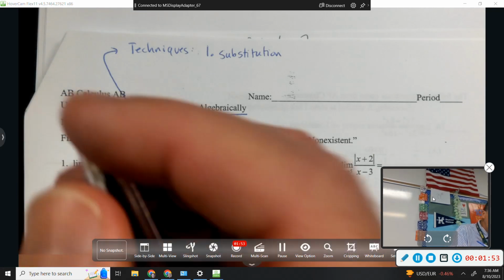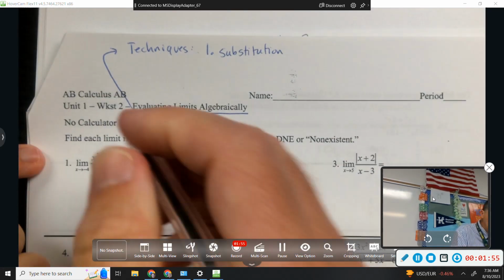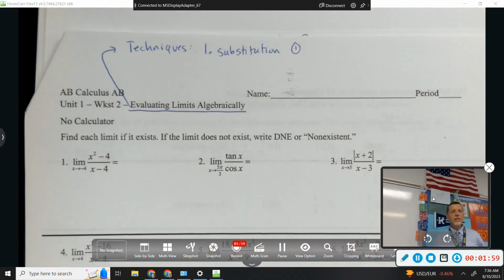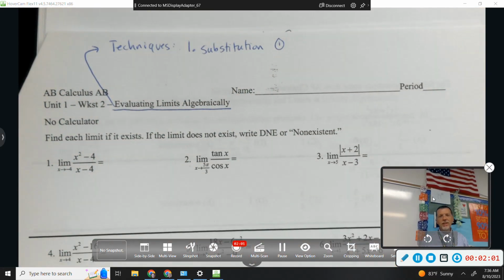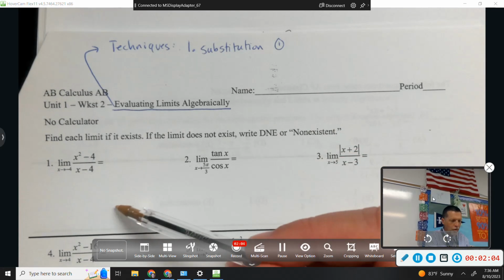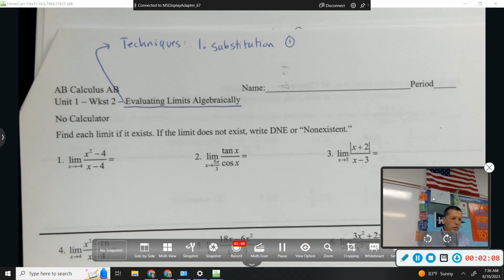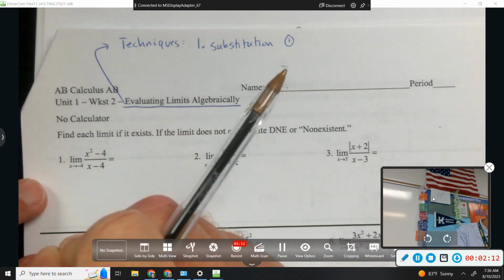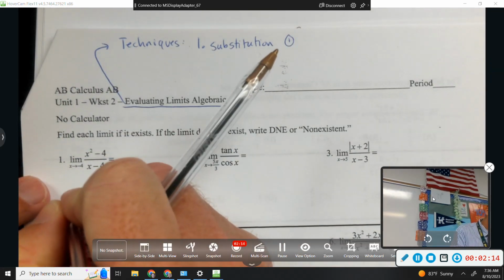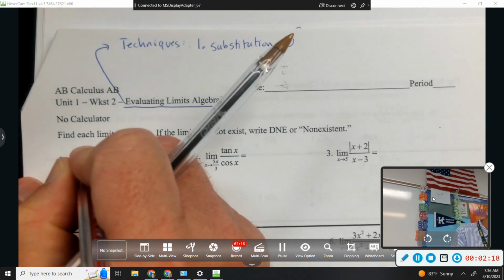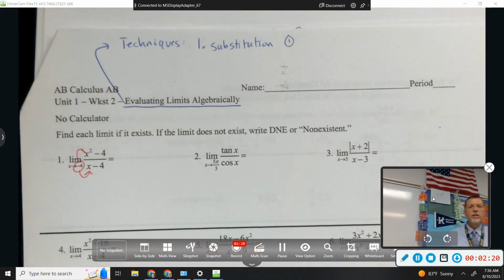I guess let's do examples as we go. That's normally how we do notes. So let's look at example 1. Or, I mean, problem 1. So we'll take notes and do an example and take more notes and kind of hop back and forth like that. So substitution means substitute the number in. So on number 1, limit as x approaches -4 of this thing. So let's just plug in -4 and see what happens. So -4 goes in for x.